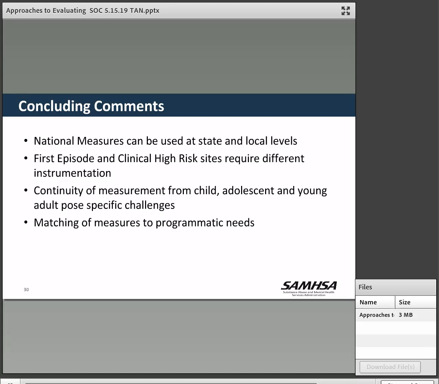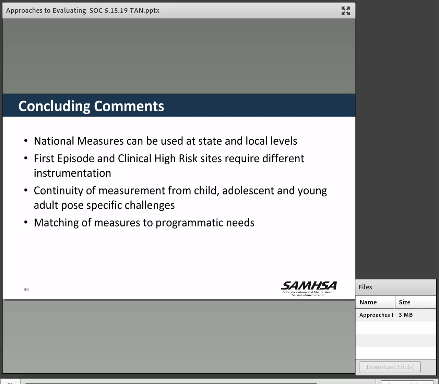So finally, that was quick. National measures can be used at state and local levels, which is what I wanted to emphasize in taking you through that. I showed you national data. You can do the exact same analyses at state and local levels. First episode and clinical high-risk sites, those of you who are those, it's a different kind of instrumentation set. The continuity of measurement from child, adolescent, and young adults poses specific challenges for which there are not straightforward answers. If there were, I would have tried to provide them for you, but it's definitely worth attending to.